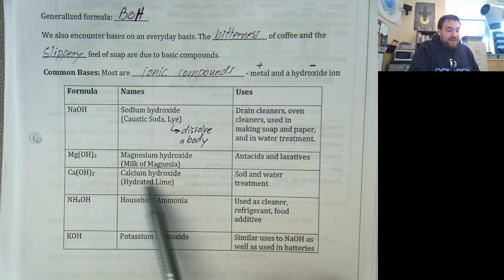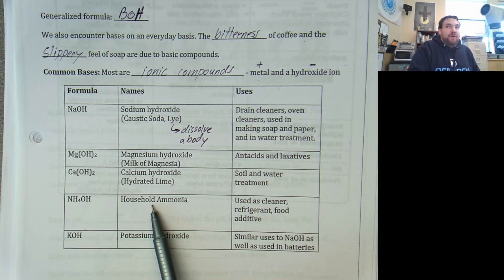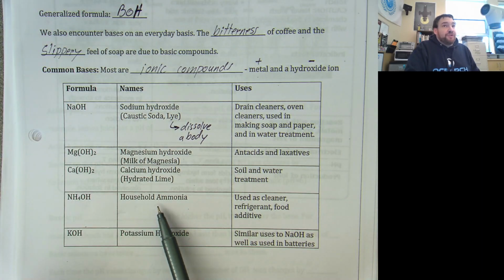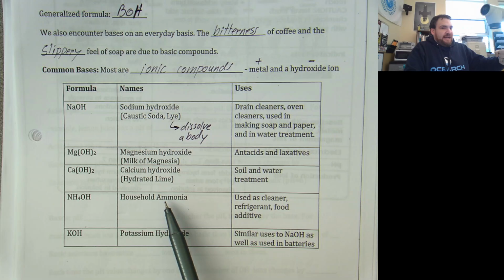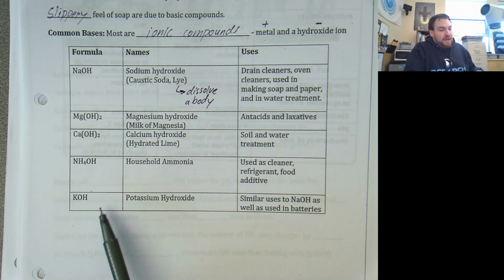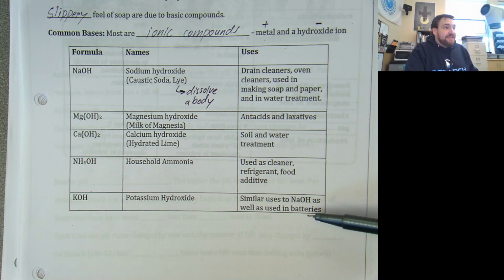Another one is calcium hydroxide, used in soil and water treatment. NH4OH, also called household ammonia, which is confusing because this is ammonium, but they call it household. You go to the store, you buy a jug of ammonia. It's not NH3, it's NH4OH. It's used as a cleaner, a refrigerant, a food additive. In some cases, wildly dangerous, because ammonia will kill you. But it's a food additive, so sometimes it's yummy. Potassium hydroxide, KOH, has similar uses to NaOH. It's also used in batteries.